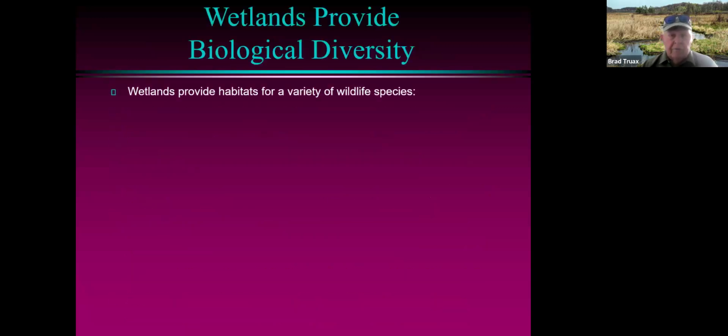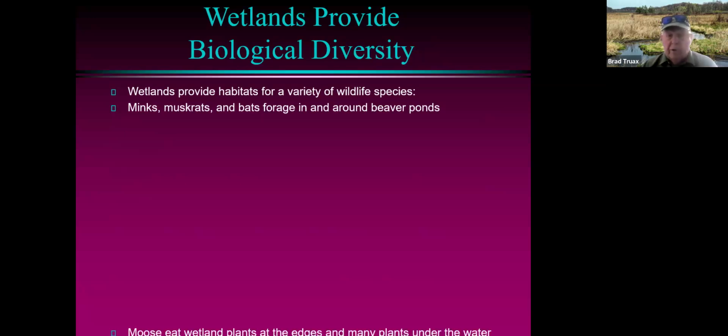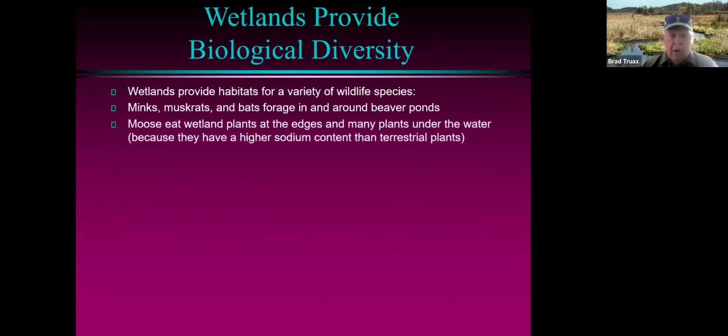In terms of biological diversity, wetlands provide habitats for a variety of wildlife species. Animals like minks, muskrats, and bats forage around the beaver ponds. Moose eat wetland plants at the edges of a beaver pond or a wetland, and they also eat many of the plants that are underwater. That's because moose have a requirement for salt, and the plants that are underwater actually have a higher sodium content than terrestrial plants. So it's extremely important for the moose.